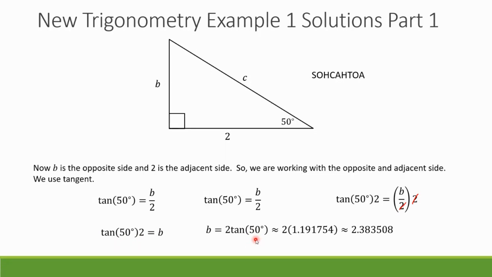For the tangent of 50 degrees part, that's where you want to use your calculator. Make sure you're in degree mode. If you're not in degree mode, you're not going to get the right answer, because it's going to think you want tangent of 50 radians, which is not the same as tangent of 50 degrees. So anyway, when you do it in your calculator, you get this, and you're multiplying it by 2.